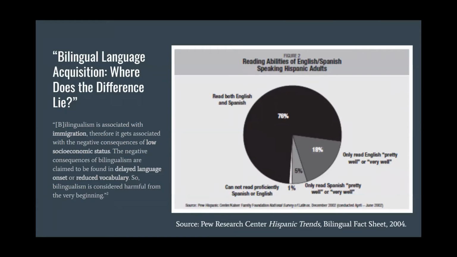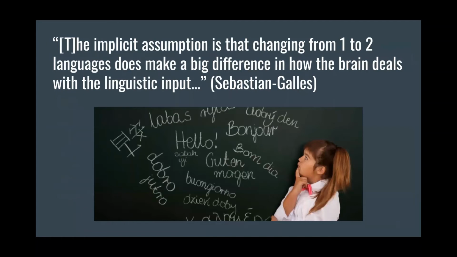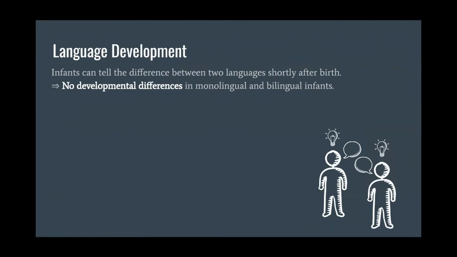Maria Sebastian Gaius wrote an article on bilingualism called Bilingual Language Acquisition, in which she examined the common understandings of bilingualism as detrimental to language development. She notes that in most societies, bilingualism is associated with immigration and with low socioeconomic status. So bilingualism is generally considered harmful from the very beginning. She pinpoints the premise of objections to bilingual language learning by saying that the implicit assumption here is that in changing from 1 to 2 languages, a big difference is made in how the brain deals with linguistic input. So let's take a look at language development to see if this is actually the case.